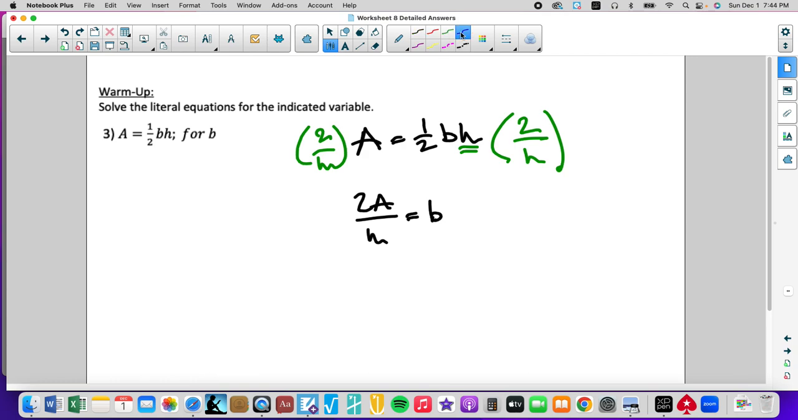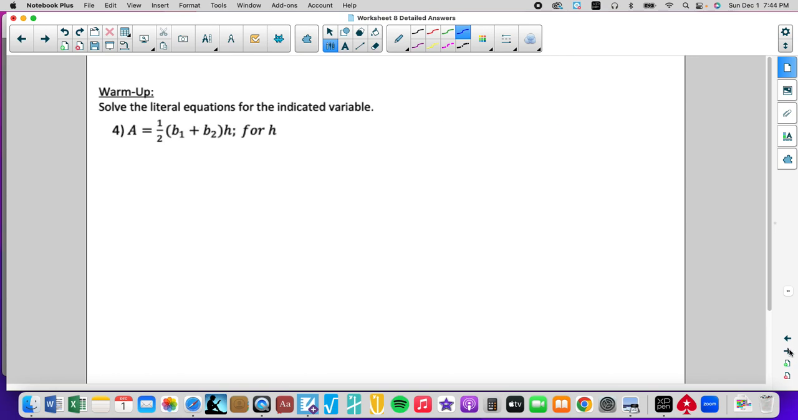We had to get rid of both of these. So the reciprocal of 1/2 is 2. Reciprocal of h is 1 over h. And we did it in one fell swoop.